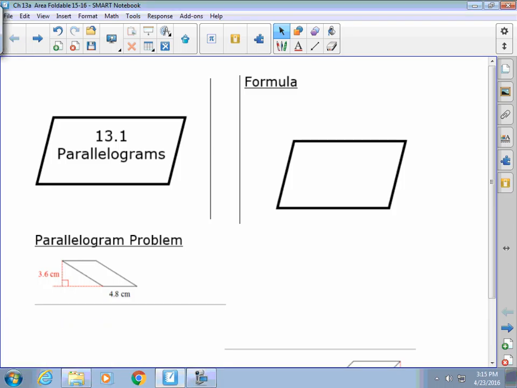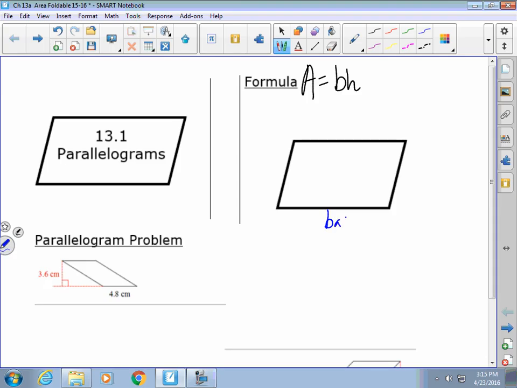Parallelogram. The formula for the area of a parallelogram is A equals BH, which basically means base times height. So in class, I asked you to go ahead and label your base and your height. And base is at the bottom, B for base, B for bottom. And then I asked you to draw and label the height of your quadrilateral.